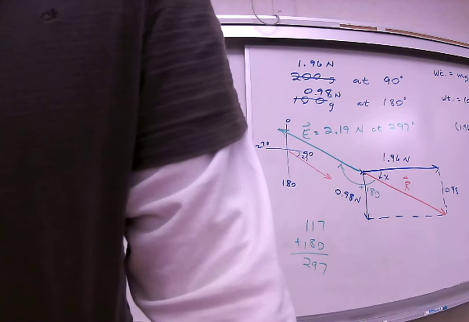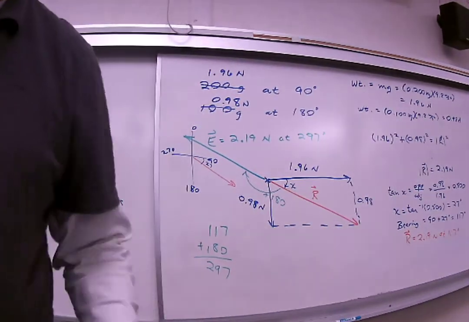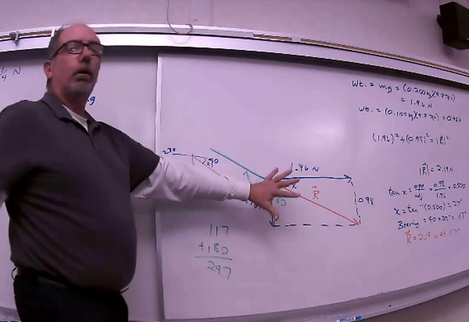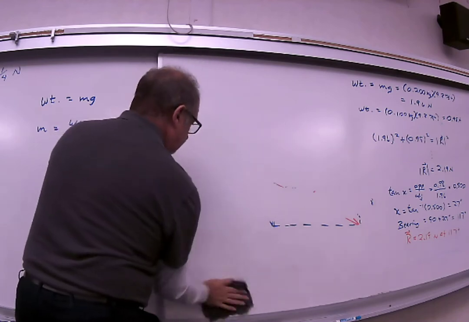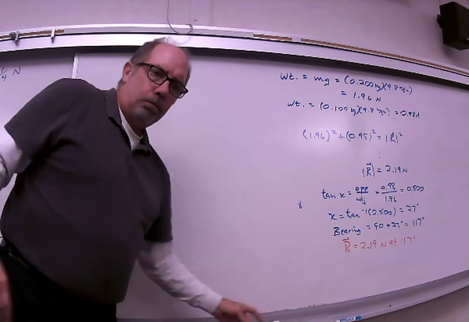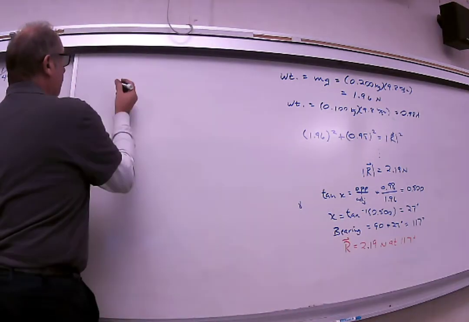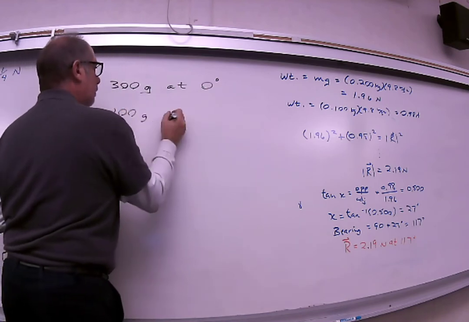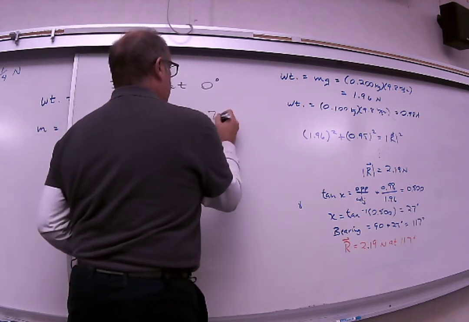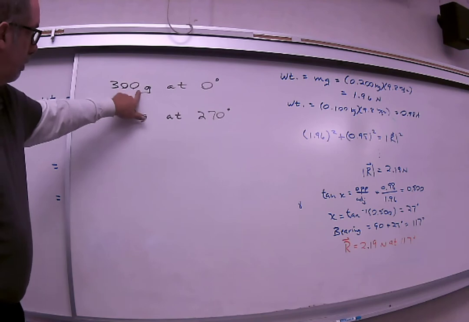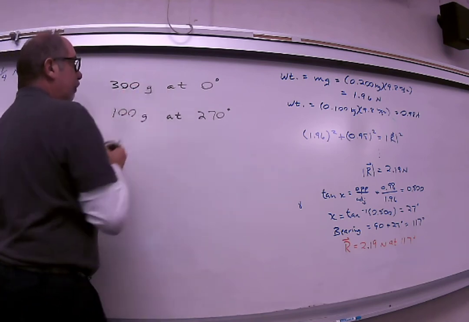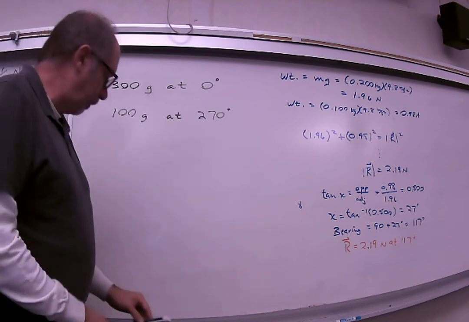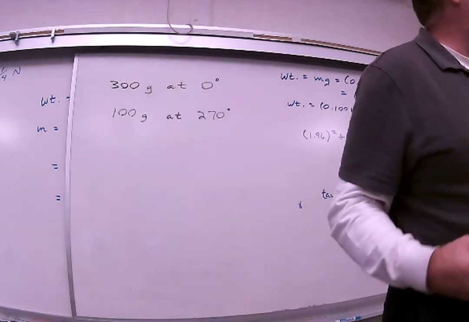Okay. Now, I want you to spend the next 10 minutes in breakout rooms working on another one of these. Okay? And here's what the problem's going to be. Follow this example. Example number two. I'm going to put 300 grams at 0 degrees, and I'm going to put 100 grams at 270. First of all, find the weight, and then that's going to produce forces at these angles. Find the resultant of those forces, and then predict the third force that will produce equilibrium. Okay, so you can get that done in 10 minutes or so.